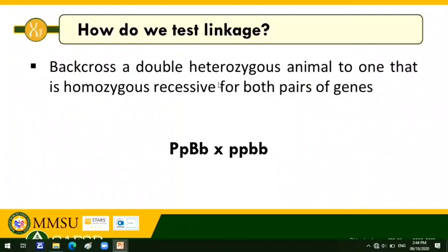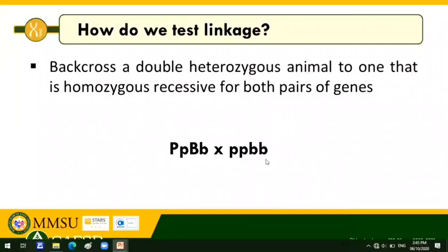Now, how do we determine if there is linkage or if there are linkage groups present? The method used to test linkage of genes is to backcross a double heterozygote animal to one that is homozygous recessive for both pairs of genes. So, this is it. You backcross a double heterozygous animal. This is a double heterozygous animal, and this is a homozygous recessive for both pairs of genes. That is to test for linkage.